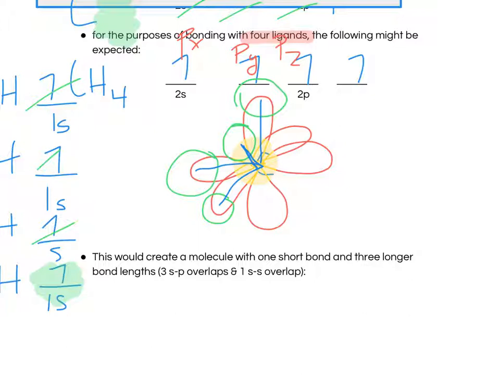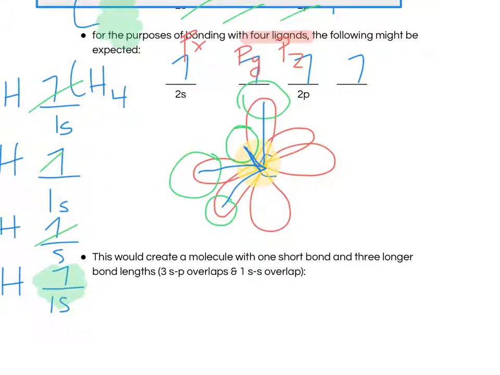So that would create a molecule, like I said, with 1 short bond and 3 longer bonds. So 3 sp overlaps, right? sp, sp, and then sp overlaps, and then this s-s orbital overlap. Maybe this green orbital should be on the other side, but whatever. So we know that that can't happen. It's not how it works.